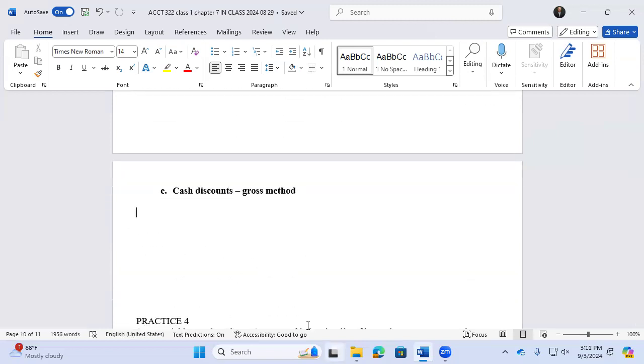Cash discounts, the gross method. So we're gonna focus on the gross method. And here, they tell you in the book that it's not the better of the two. If you are an internal manager, you want to use the net method for internal, but you can use the gross method for external.